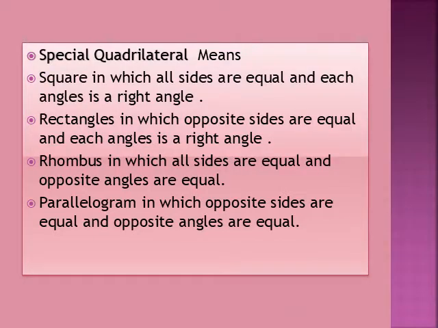See here, special quadrilaterals means square, rectangle, rhombus, parallelogram. In a square all sides are equal and each angle is 90 degrees, so there is no need of the fifth measurement at all. Why? Because if we know one side, we understand all sides are of that length. If one side is 4 centimeter, all sides are 4 centimeter. If one angle is 90 degrees, all angles are 90 degrees. So they are special quadrilaterals with some properties.